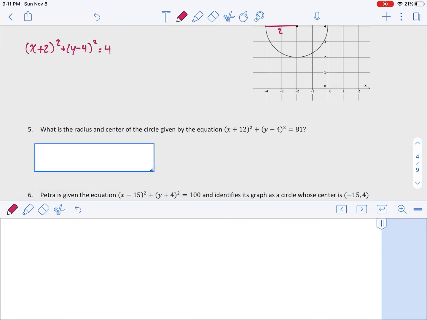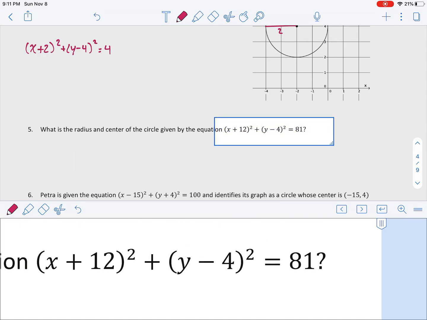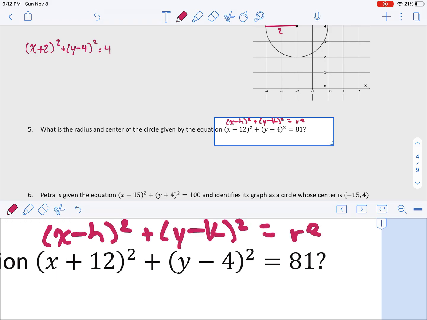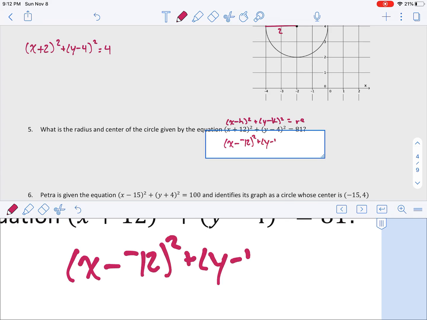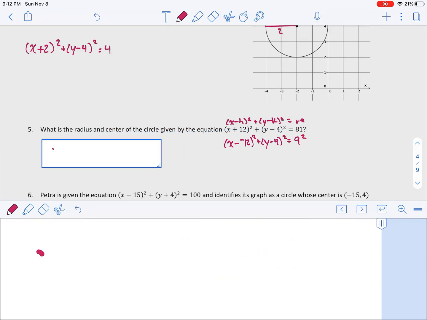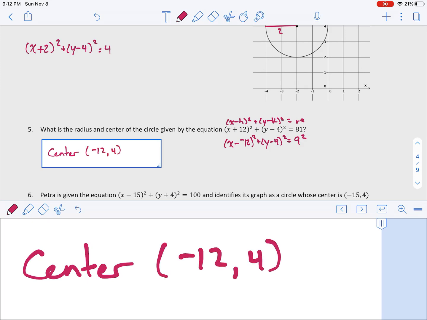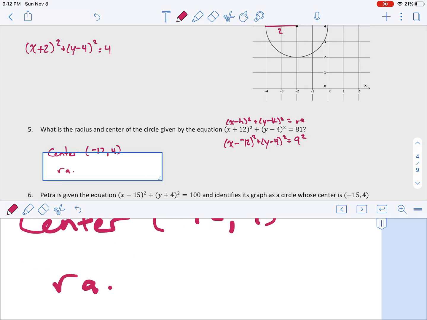Now for number 5, we're given the equation and we need to read. So our standard is (x - h)² + (y - k)² = radius squared. So we'll just try to change it to match that a little bit. And 81 is the same as 9². So the center is at (-12, 4), and the radius is 9.